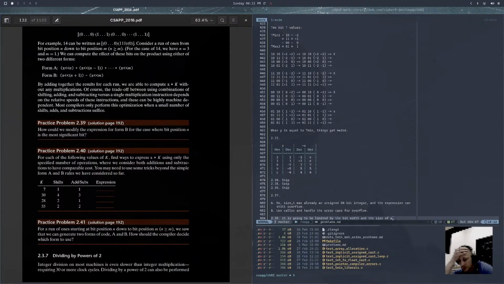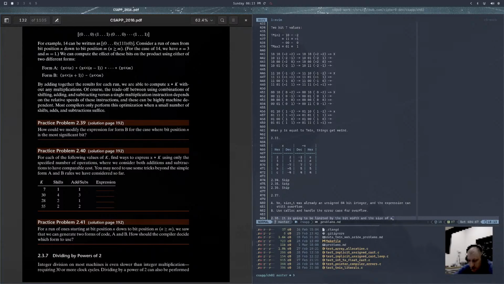How could we modify the expression for form B for the case where bit position n is the most significant bit? I don't care. For each of the following values k, find ways to express x times k using only the specified number of operations where we consider both additions and subtractions. If you have comparable costs, you may need to use some tricks beyond the simple form A and B rules you have considered so far.